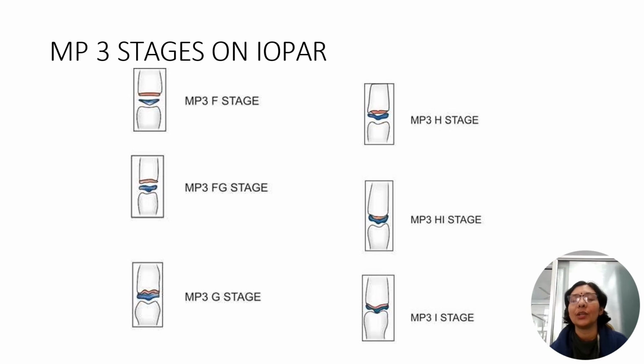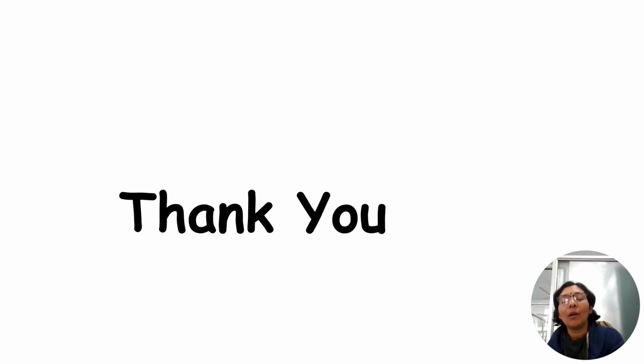This is just an initiation of growth. Then this is FG stage where it becomes equal. Then you can see at G stage where it is starting to cap. Then MP3H stage where the capping is more pronounced. HI union is starting, and MP3I stage where the union has occurred. Okay, so this is all about the stages that were given. So if you can do an IOPA, that is one good thing.